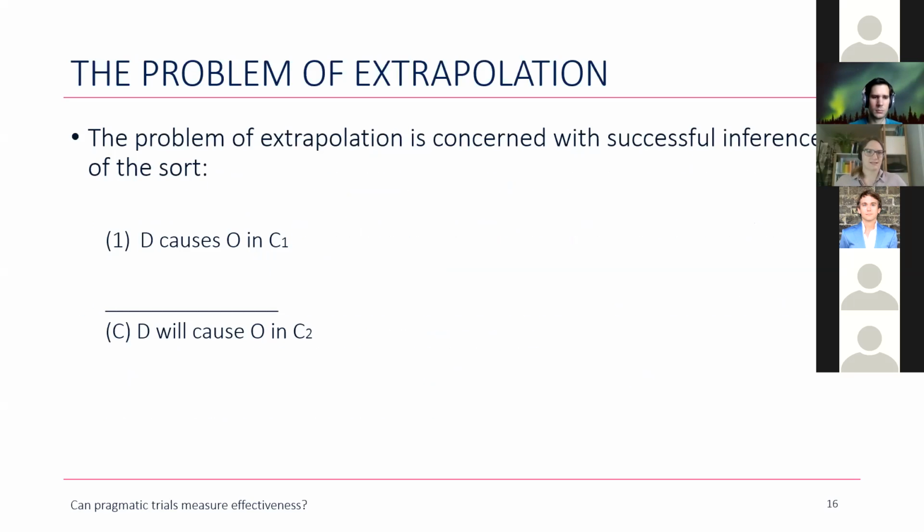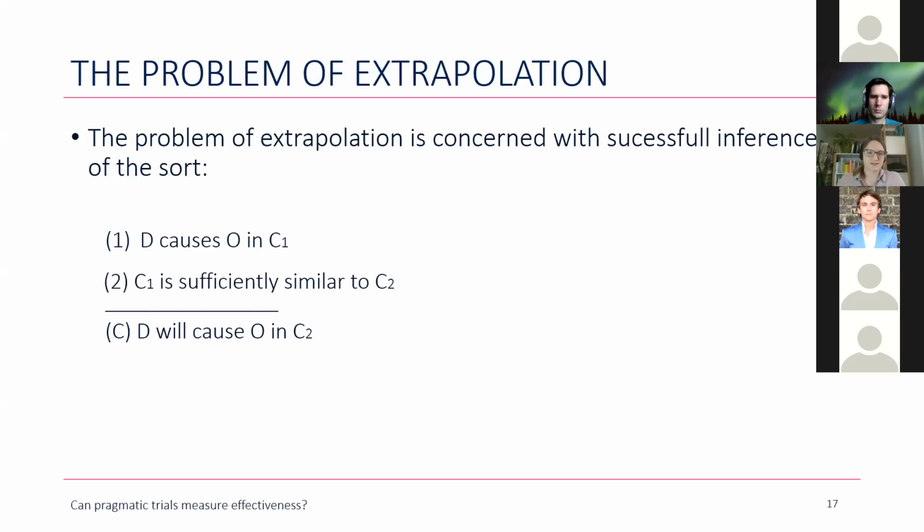Now, let's look at the problem of extrapolation that pragmatic trials are also said to provide a solution to. This is a simple inference scheme, I think, that the problem of extrapolation is concerned with. We start with a premise, like premise 1 here, that some drug causes some outcome in one context, and from there we would like to infer that the drug will also cause the same outcome in a different context.